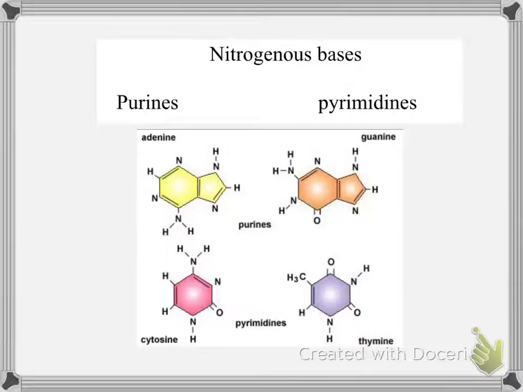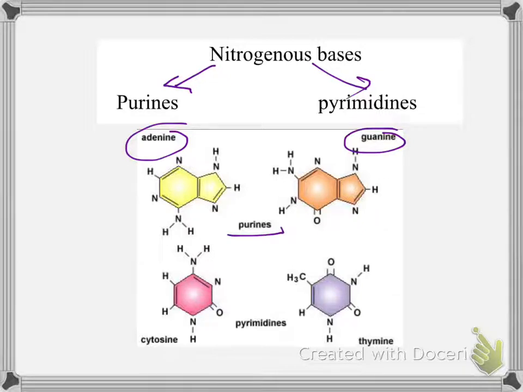Now coming to the nitrogenous bases. Two types of nitrogenous bases are there. They are purines and pyrimidines. Adenine and guanine are purines. They contain double ring. Purines contain double ring, and pyrimidines contain single ring. Cytosine and thymine are the pyrimidines.